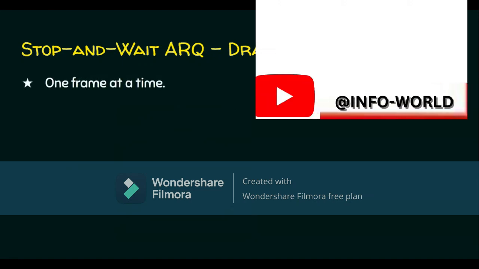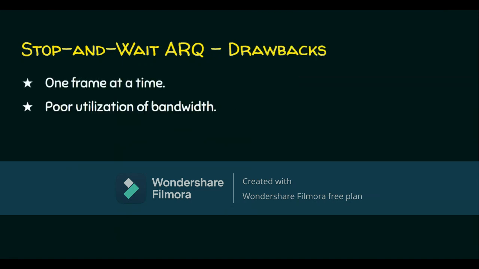Protocol is sending one frame at a time. Because if we have a very high bandwidth, and that bandwidth can handle 1000 data packets, but this protocol is sending only one data packet at a time, so we are not properly utilizing the entire bandwidth. So the second drawback is the poor utilization of bandwidth.